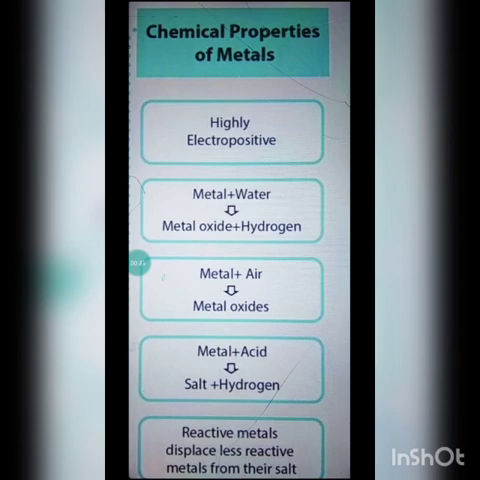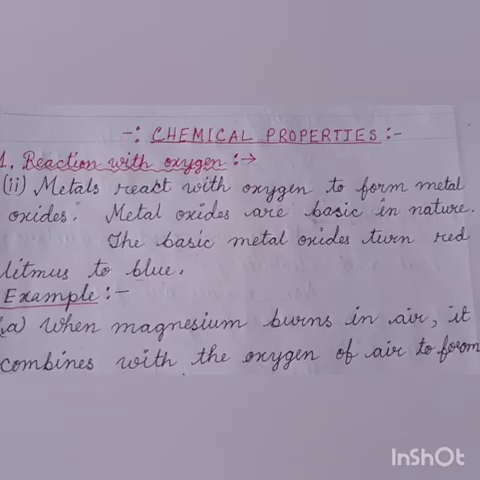But chemical properties are the properties on the basis of which we can clearly distinguish metals from nonmetals, because the way metals behave with other elements and compounds is totally different from that of nonmetals. So today we will study about the chemical properties of metals.